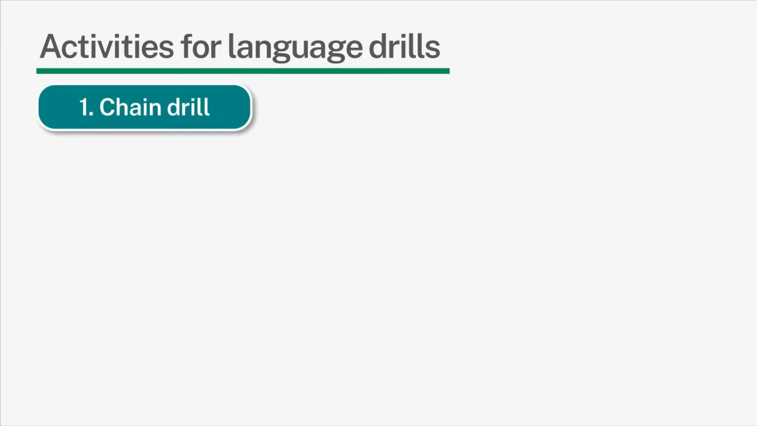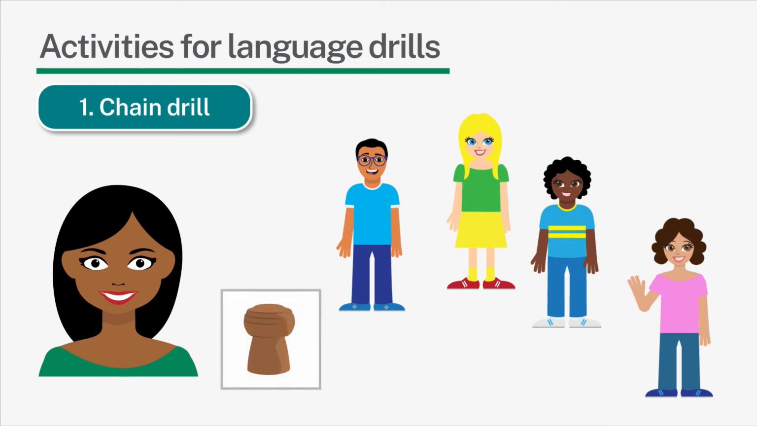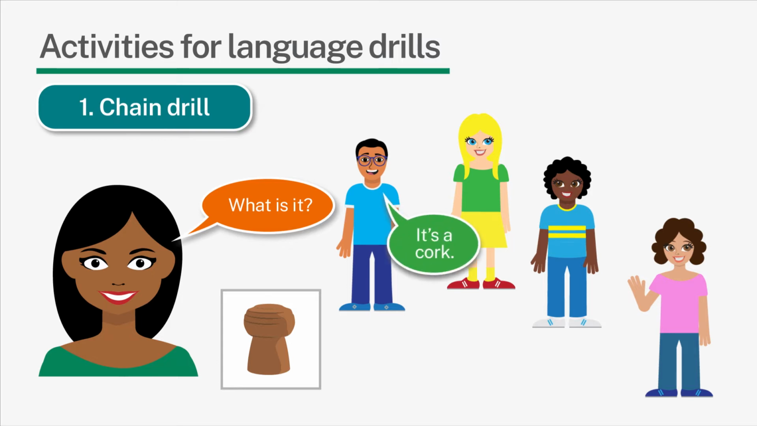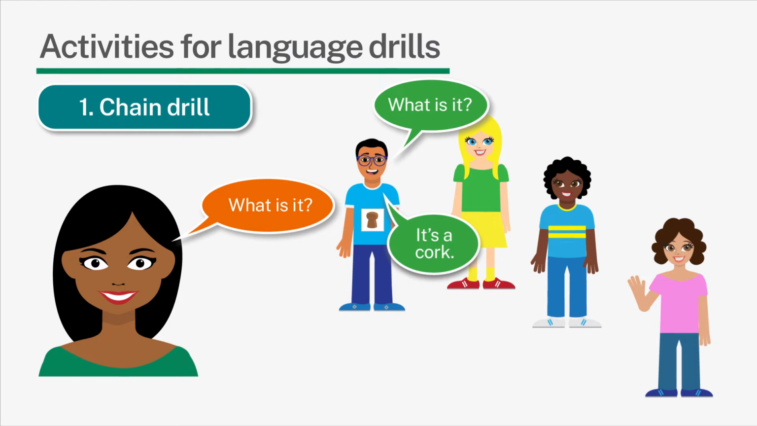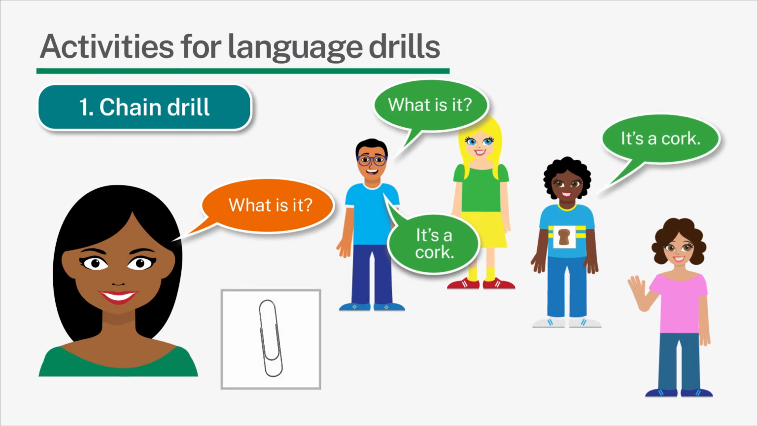1. Chain drill. Picture flashcards can be used for a simple question and answer chain drill. First, show the card to learner A and ask, for example, "What is it?" When learner A replies, "It's a cork," give them the card. Learner A then asks learner B the same question and passes on the card to them when they answer correctly. More cards can be introduced so that several are circulating at the same time.